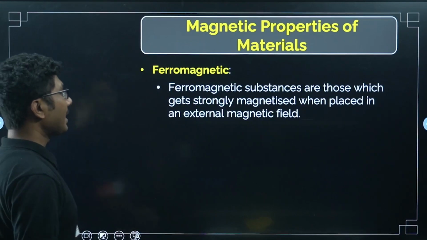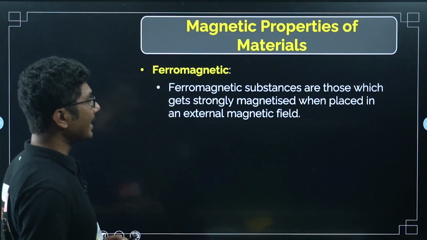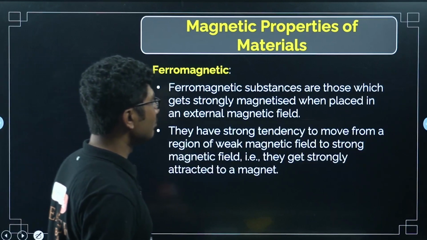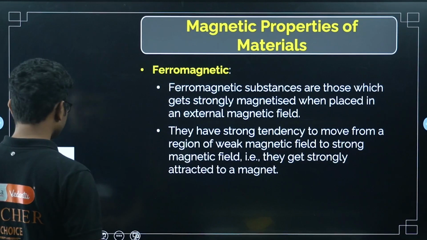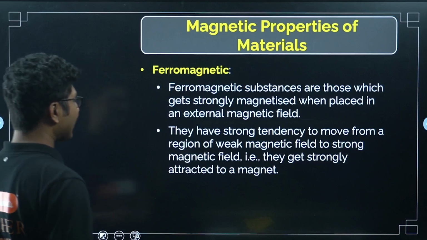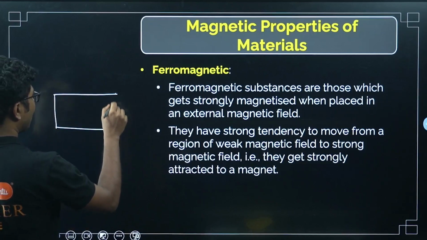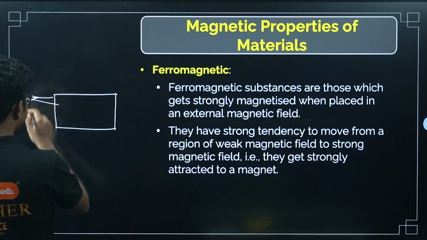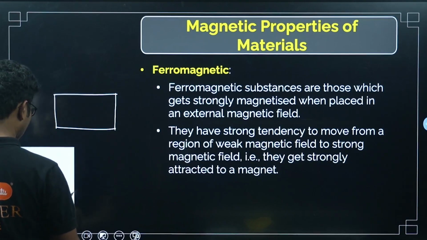Okay. Now ferromagnetic substances, this is the most important concept, are those which get strongly magnetized when placed in an external magnetic field. They have a strong tendency to move from a region of weak magnetic field to strong magnetic field. That is, they get strongly attracted by a magnet. So suppose we have kept one ferromagnetic substance in a magnetic field, and we apply a magnetic field. When we apply a magnetic field, it will get strongly attracted towards the magnetic material, the ferromagnetic material.